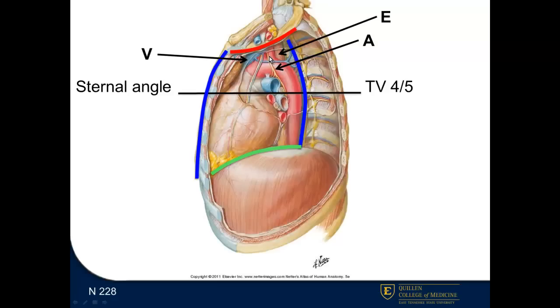You can see the esophagus in this view, and it would be just behind that trachea, but again, anterior to the thoracic vertebra that make up the posterior border of the superior mediastinum. Remember, that's marked here with the blue line.